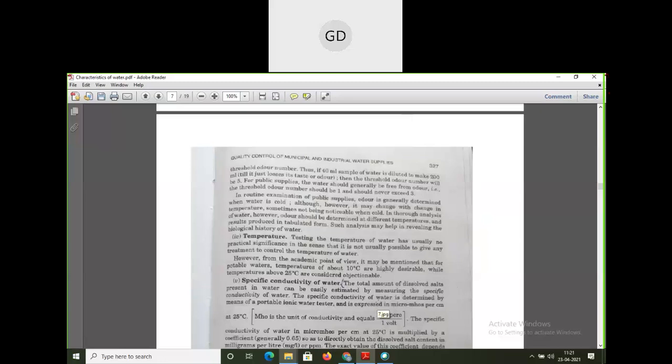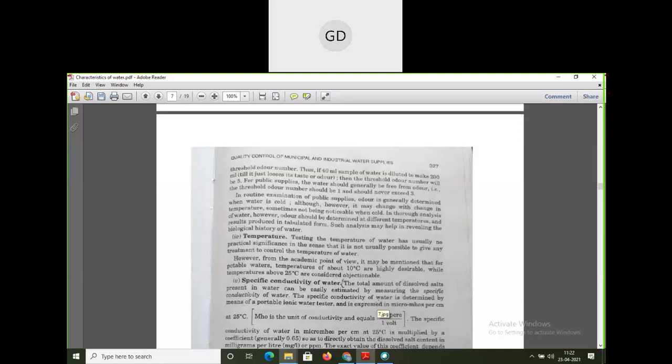Suppose in the question it is given that a 40 ml sample is diluted to make 200 ml, till it loses its taste or odor. Then you find the threshold odor number. In practice, there is a certain formula, and if you remember it, you can easily do the numerical. Threshold odor number is equal to (A plus B) whole divided by A.